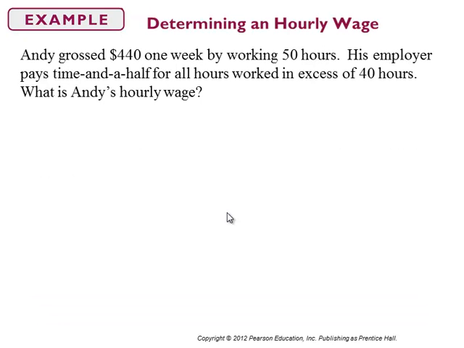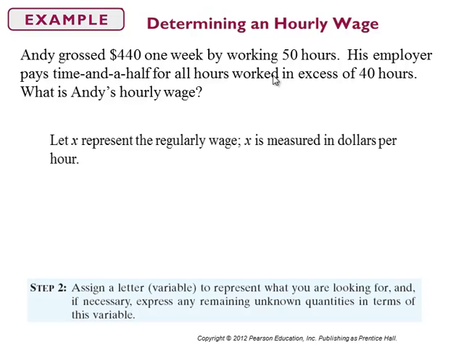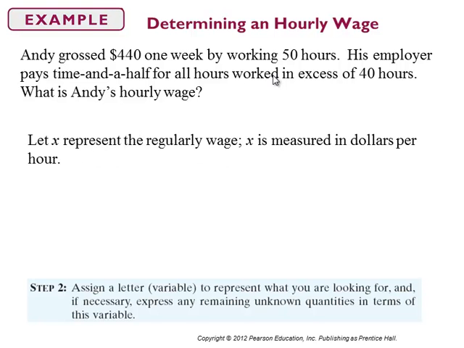All right, got another question for you. Suppose that we've got this individual who earns $440 in 1 week by working 50 hours. Now, we don't know what his hourly wage is, but we know that any amount of work done in excess of 40 hours in 1 week, he's paid time and a half overtime. Now, let's take a look. Do we have enough information to solve the problem? We do. What we could do is we could let X be equal to the amount of money he's earning per hour. That's his hourly wage.